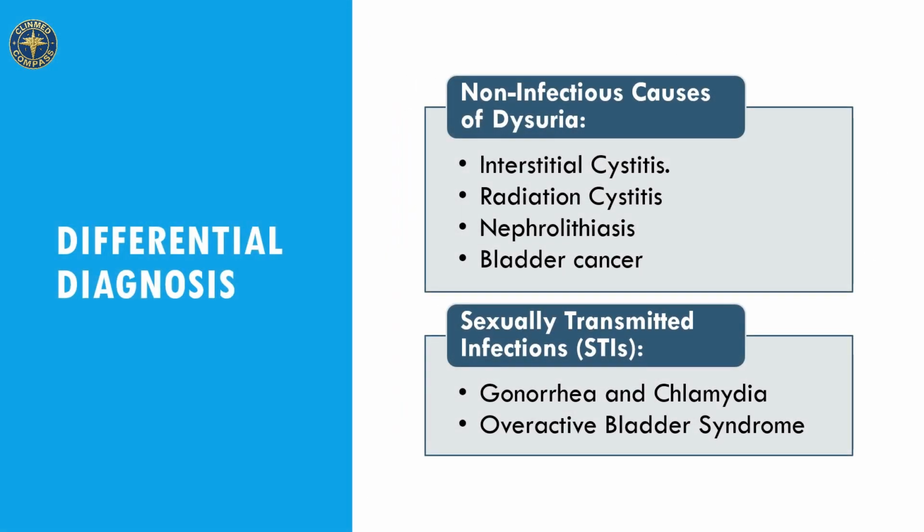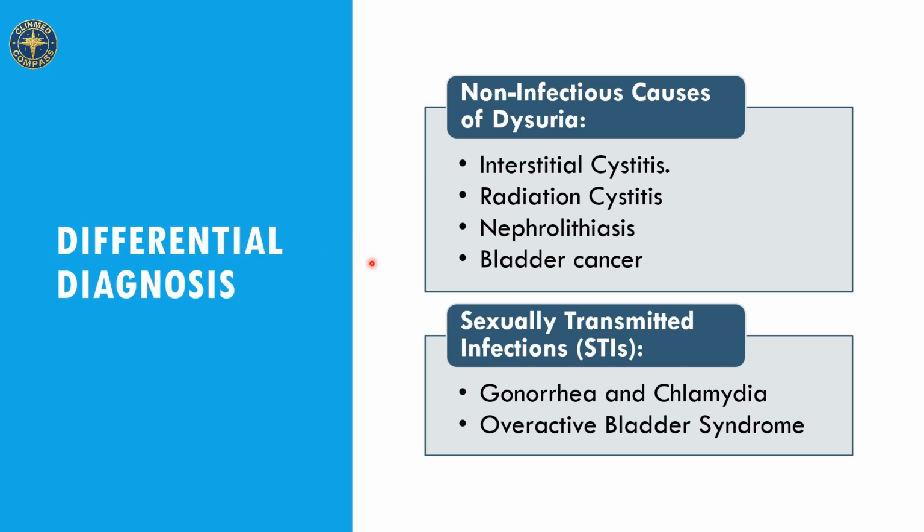Let's look at the differential diagnosis of UTI. When evaluating a patient with suspected UTI, it is important to consider other possible causes of dysuria and urinary symptoms. The non-infectious causes include interstitial cystitis. This is a chronic bladder condition with pelvic pain and urgency. Radiation cystitis. This is from previous pelvic radiotherapy. Nephrolithiasis or kidney stone can mimic infection symptoms.